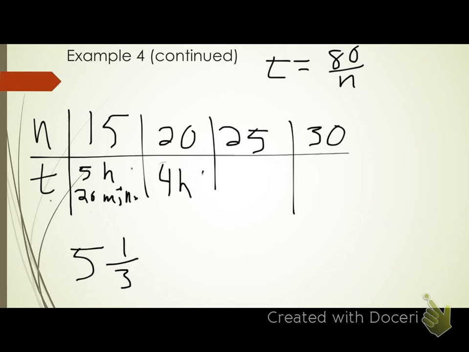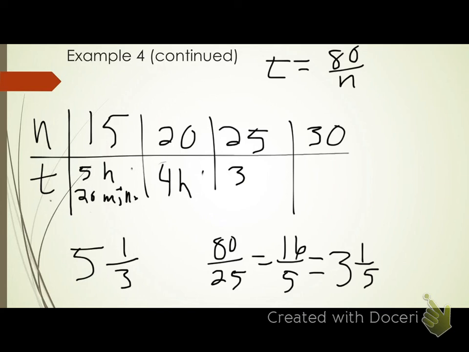Now I'm doing 80 divided by 25. That gives me 16 over 5. Just type that in my calculator. So what would 16 over 5 be as a compound number? 3 and what? 1/5. So that's 3 hours and 1/5 of an hour would be how many minutes? Not 10. 5 times what would give me 60? 12. So it's 12 minutes.